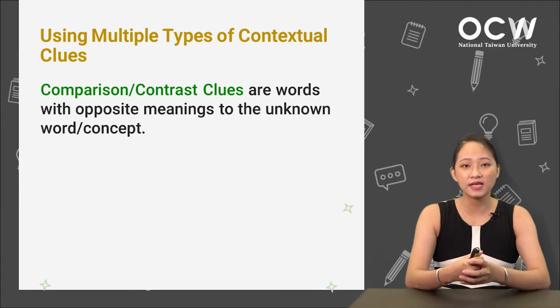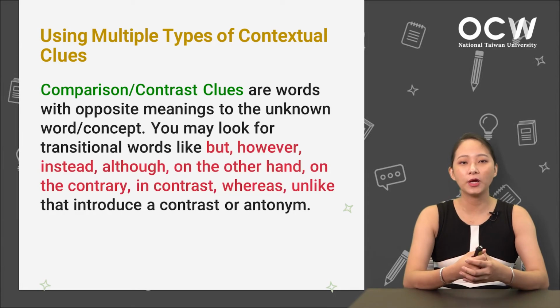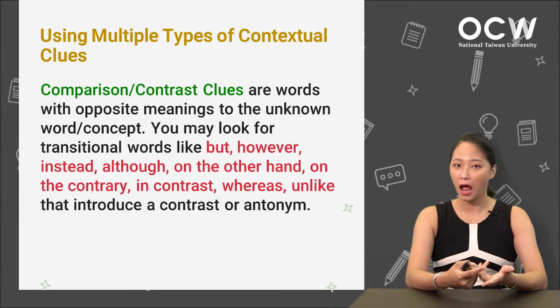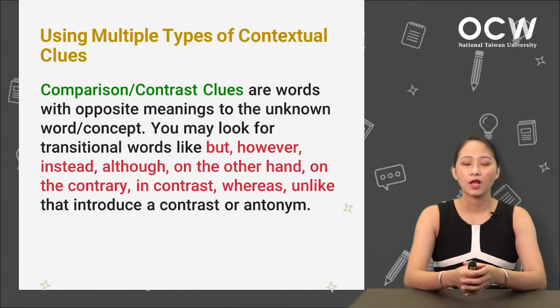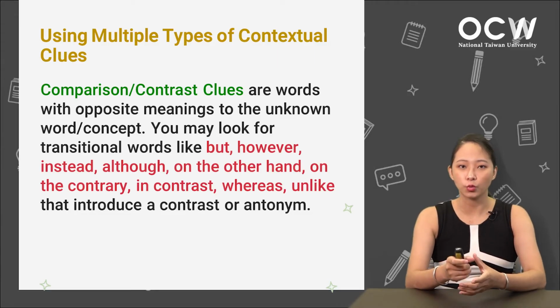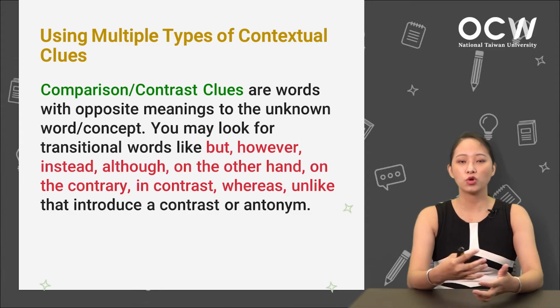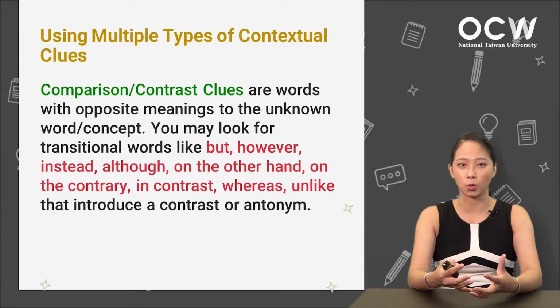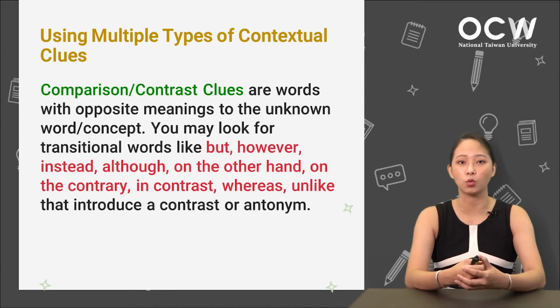Now next, we are talking about comparison and contrast clues. These are opposite-meaning words of the unfamiliar word with the new word. Now you may look for transitional words like but, however, in contrast, whereas, unlike, etc. But what you need to be aware of is that these words do not appear alone. They usually appear in a cluster of meaning, which means when you're looking at this particular signal word, you will need to find the explanation before or after, depending on the signal word, to be able to use that to identify the meaning of the new or unfamiliar word.